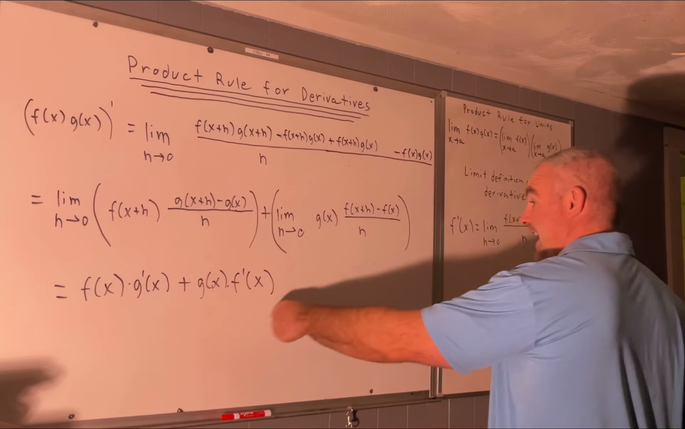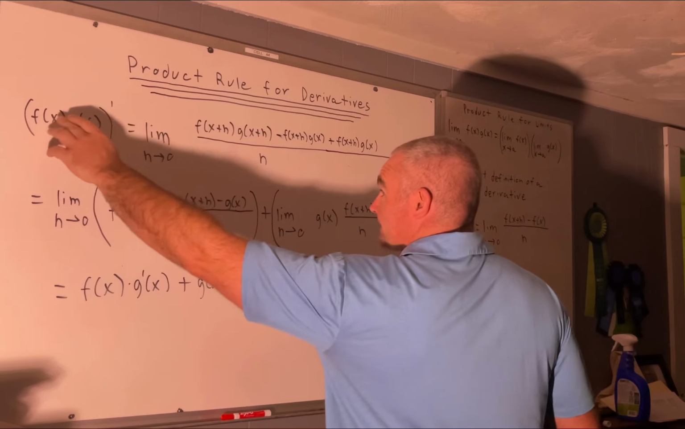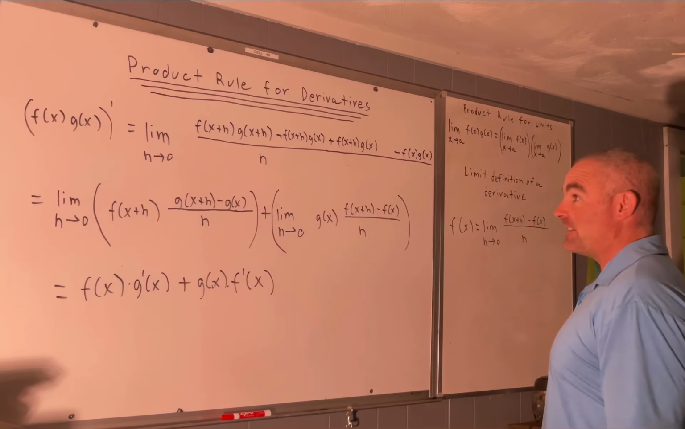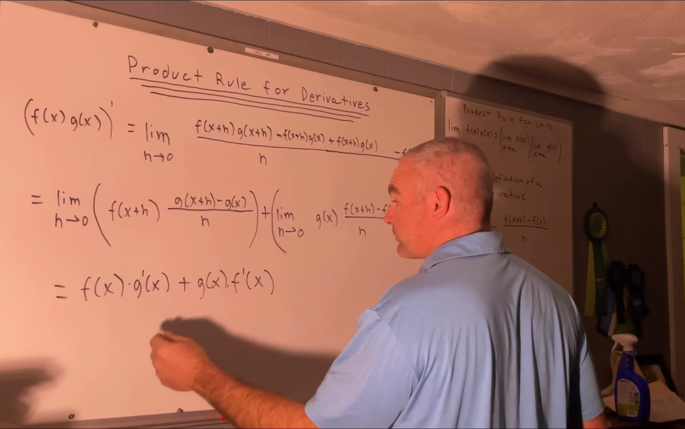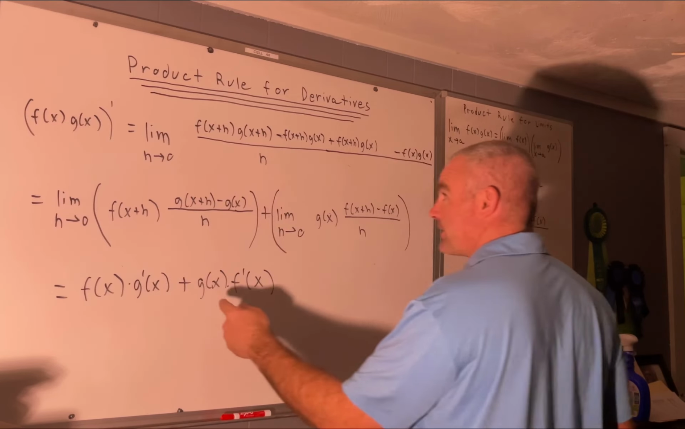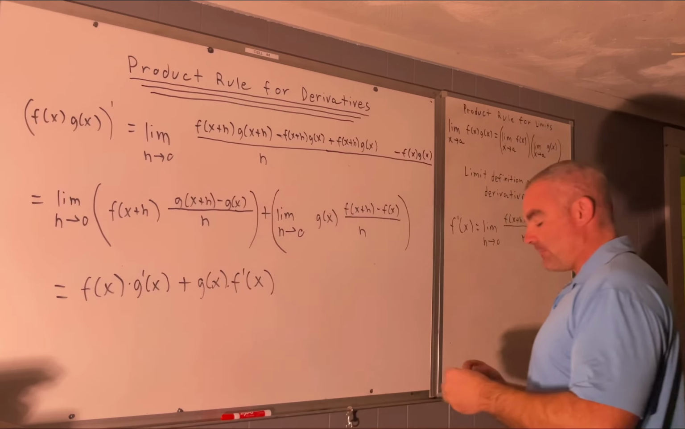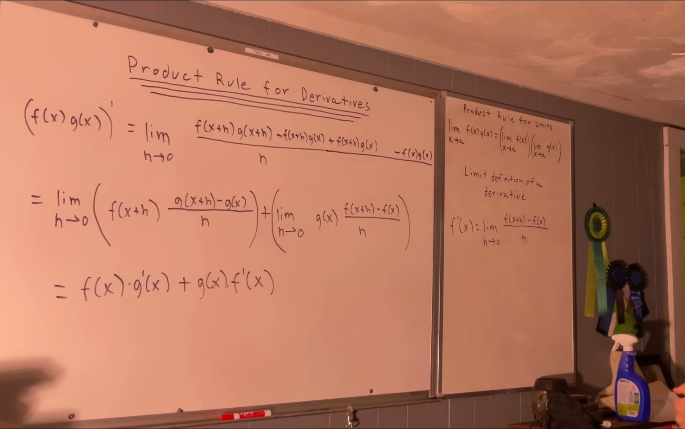This is exactly what you would have expected to get from this. Remember, f of x times g of x prime is the first times the derivative of the second. We have that right here, first times the derivative of the second, plus the second, g of x, times the derivative of the first. All right, there we go. There is the derivation of the product rule for derivatives.